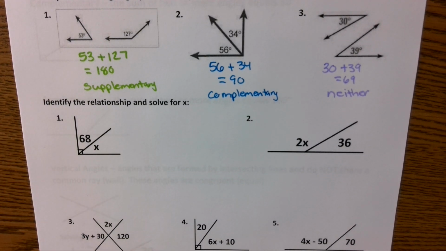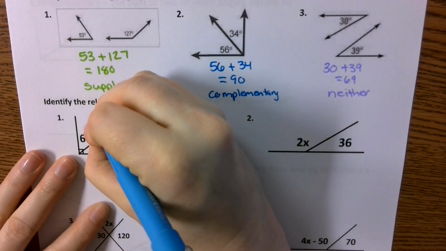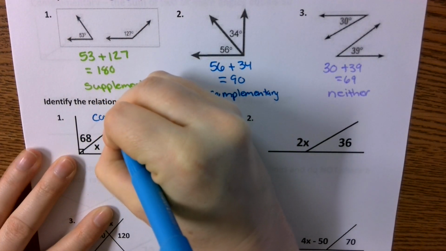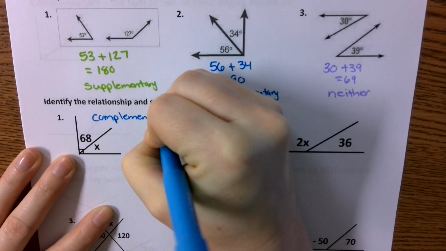We're going to identify the relationships, set up the equation, and solve. So what relationship is problem number 1? Complementary. Thank you for solving, but yes, complementary. It is going to be complementary, and yes, you are right. It is going to equal 22 degrees. This is a simple one.